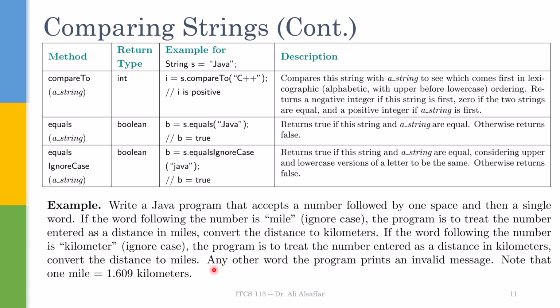It says here also, for any other word entered by the user other than mile and kilometer, we have to print an invalid message. Let's go to jGRASP and implement the program.